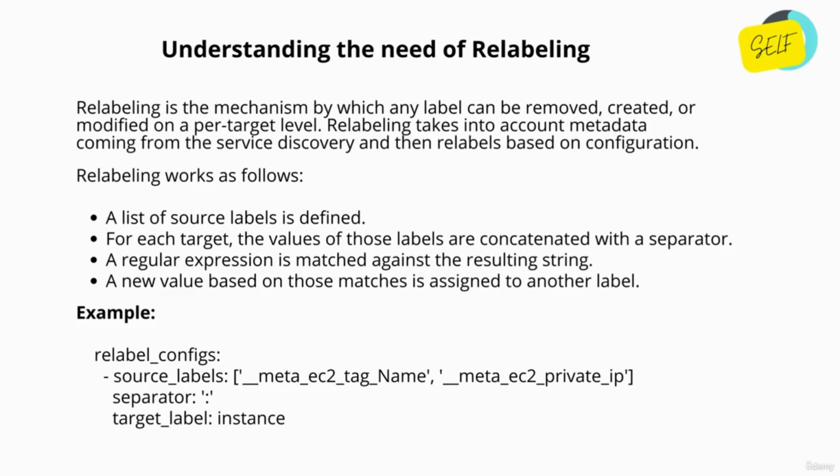Relabeling is nothing but a mechanism available in Prometheus by which we can remove, create, or modify any existing label associated with your target. Let's say we talk about a new server that is added into the monitoring. With every time series, there is a set of labels that comes with it. If you want to update those labels, you can use relabeling. Relabeling takes into account metadata coming from the service discovery and then relabels based on the configuration.